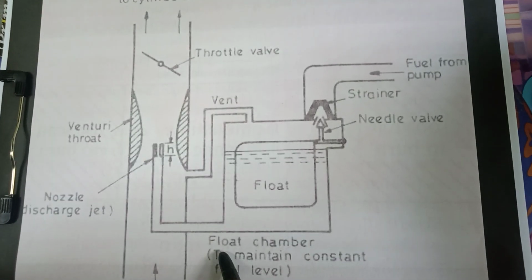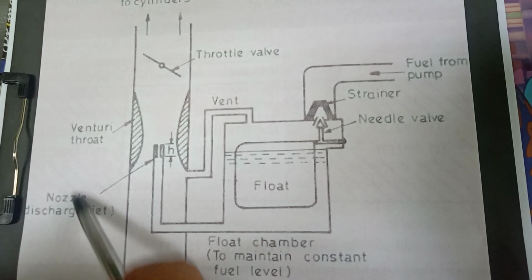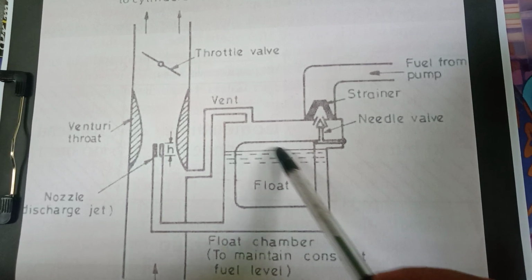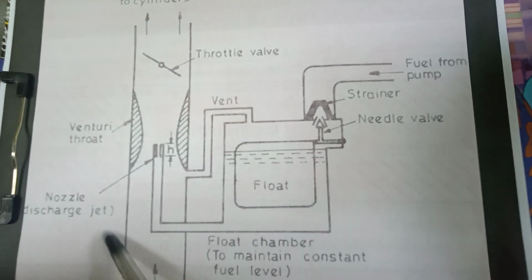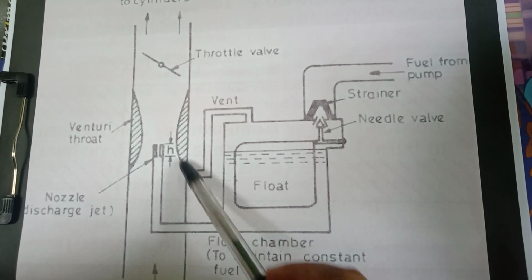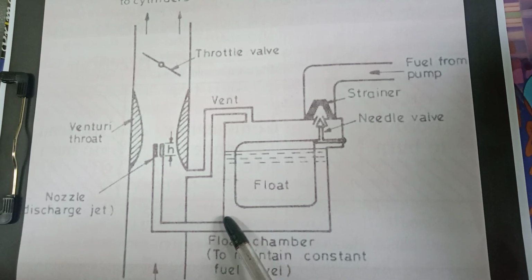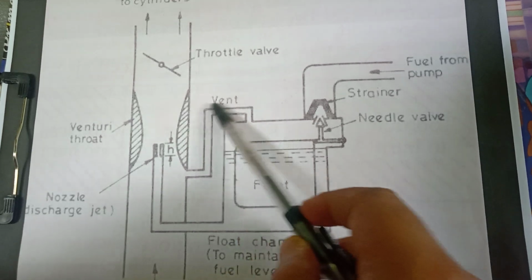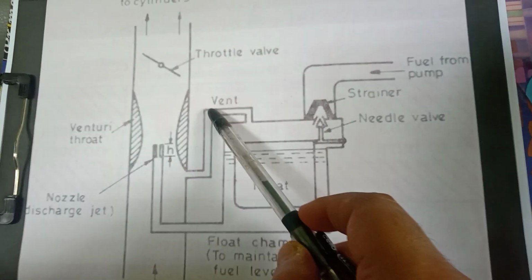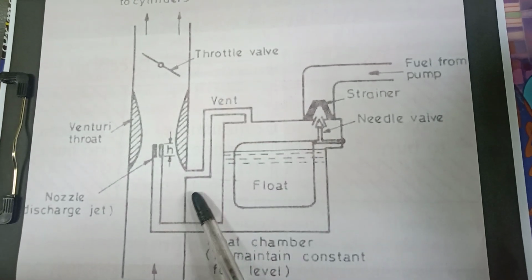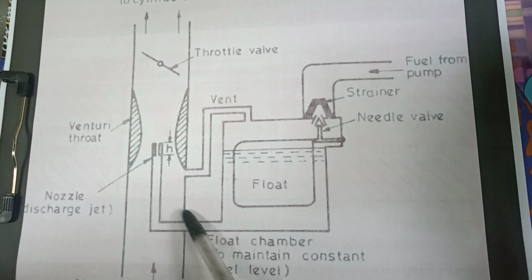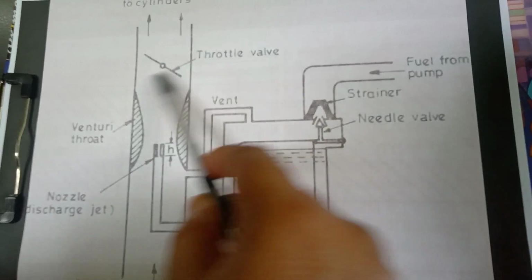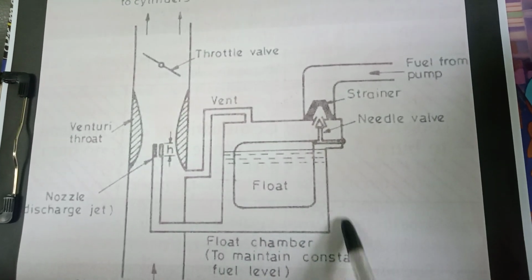For the various requirements of the engine, as I mentioned earlier, we need a modern carburetor, which has different circuits such as the idling circuit, cruising circuit, and acceleration pumps. The modern carburetor has these types of devices so that it meets the requirements of the engine according to various conditions. So this is the working of the simple carburetor.